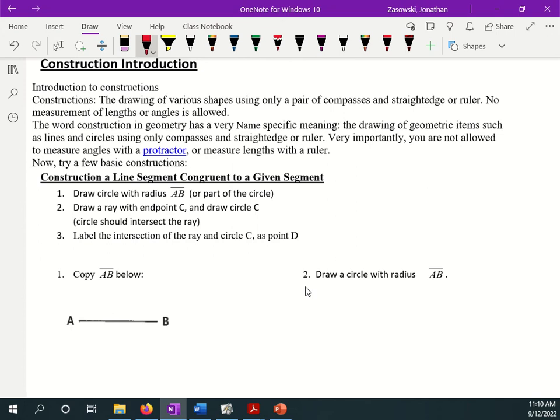The word construction in geometry has a very specific meaning. We're drawing geometric items, lines, and circles using just a compass and a straight edge. All right? No uses of protractors, so no measuring angles with that little half moon type shape. That's where a protractor measures the angles. And we're not allowed to measure length with a ruler. So the first thing we're going to do is construct a line segment congruent to AB. All the directions you need are right there.